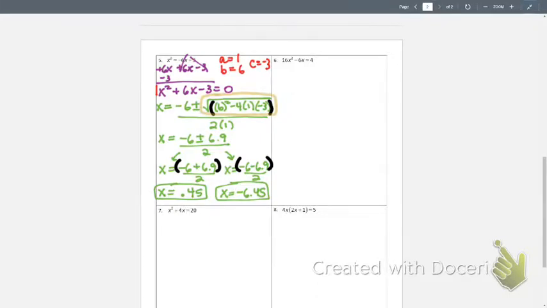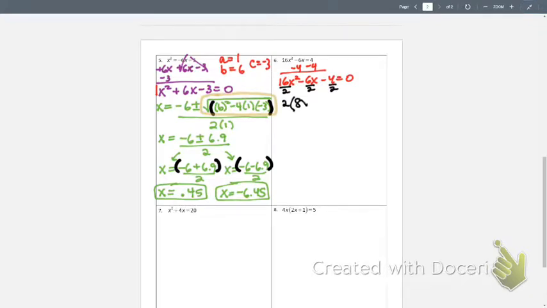On number 6, you have to set it equal to 0 first. So again, I'm going to subtract 4 from both sides. So I get 16x squared minus 6x minus 4 equals 0. And on this one, these are pretty big numbers. So what I'm going to do first is take out a 2. If I divide all of these by 2, then I can work with some smaller numbers.